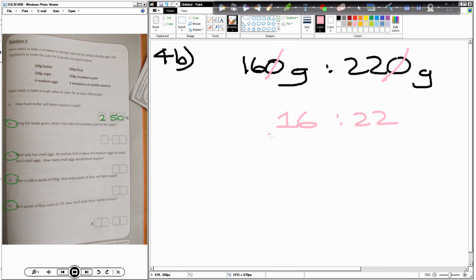Now, can we cancel this down any further? Yes. And we can divide them now both by 2. 16 divided by 2 is 8. 22 divided by 2 is 11. So the ratio in its simplest form is 8 to 11. Okay? Lovely. That's done. That's part B.